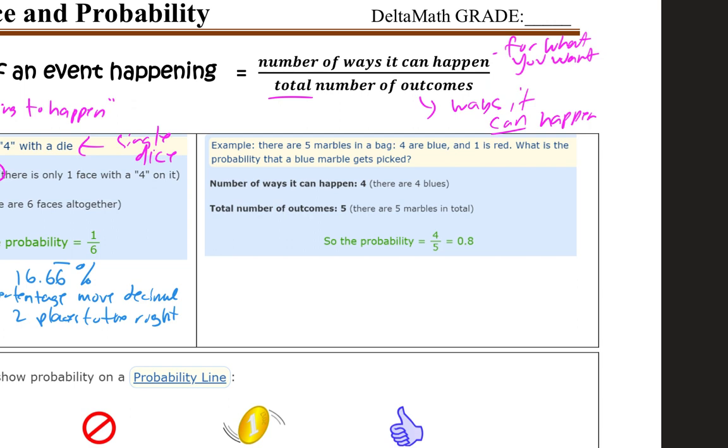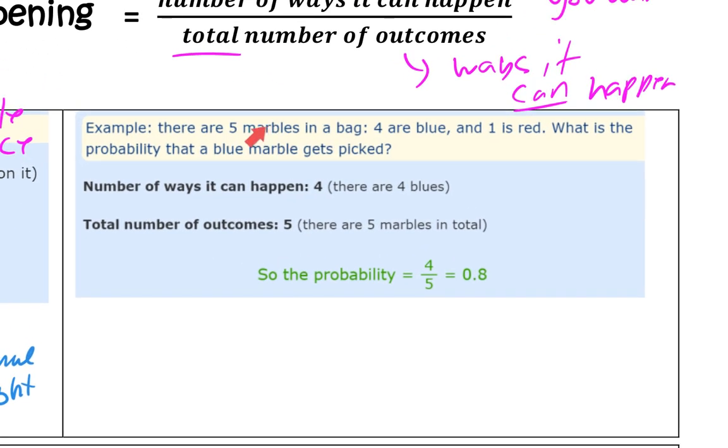On this one, it says there are 5 marbles in a bag. 4 are blue and 1 is red. What's the probability that a blue marble gets picked? The number of ways it can happen is 4, because there are 4 blues. The total number of outcomes is 5 marbles. So 4 blues out of 5 is a 0.8 probability.